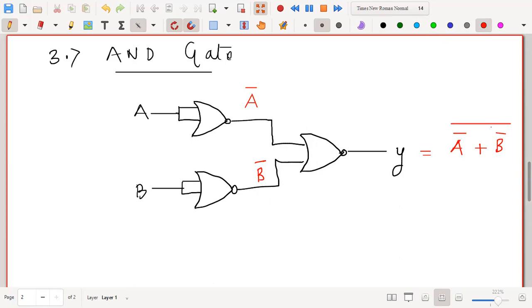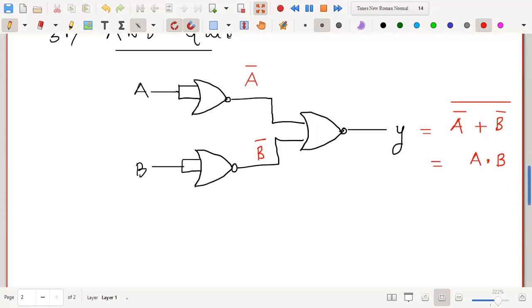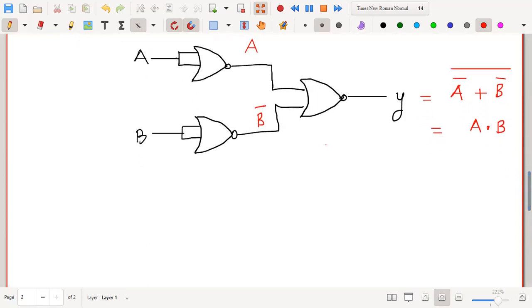Now if you De Morganize this, if you use De Morgan's theorem, this expression is equivalent to A and B, like the one which I have used in the last lecture. I have used De Morgan's theorem to break this. So you can do that. Let me just show you how this is actually equal to A and B.